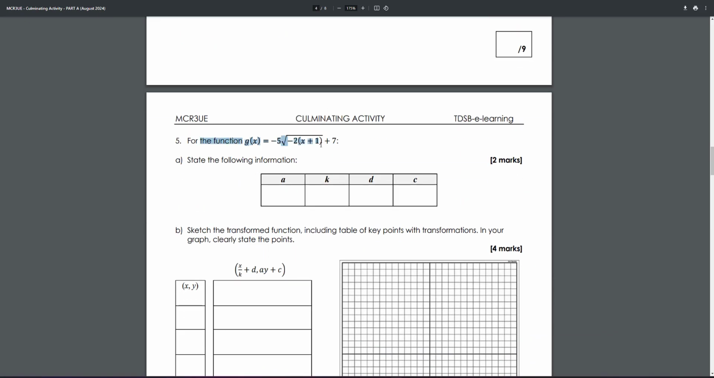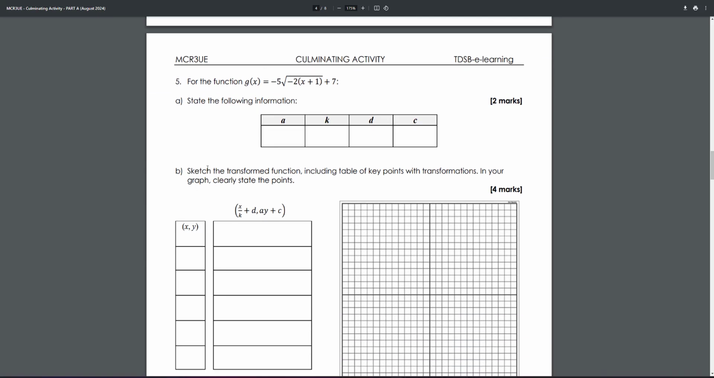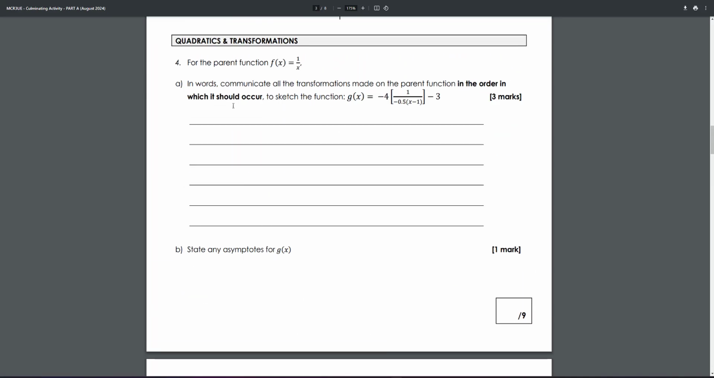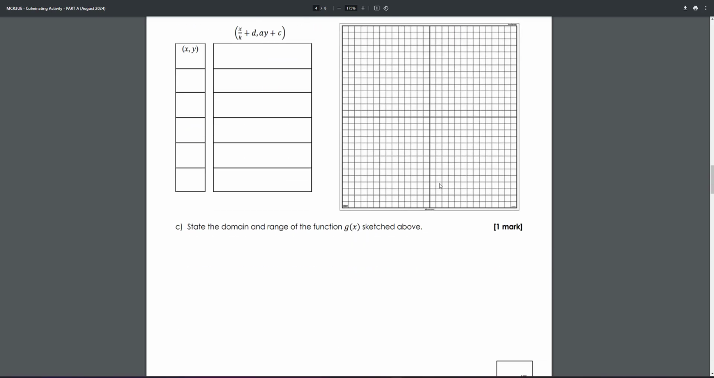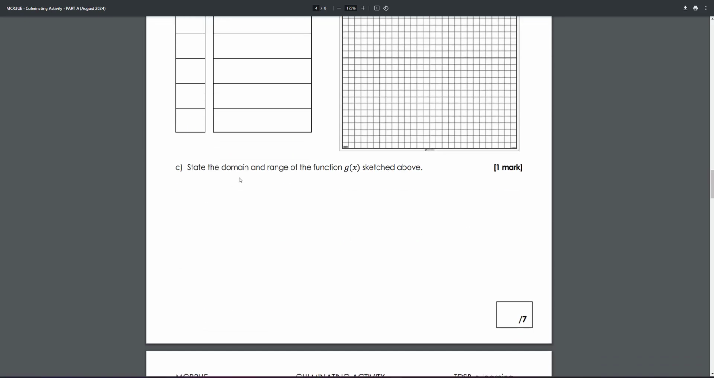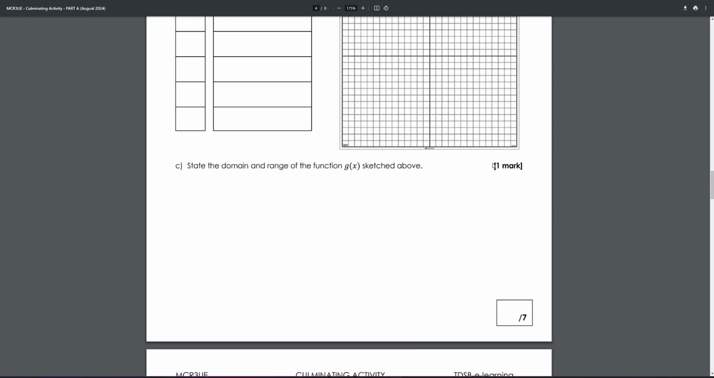Yeah, do that. Now for this function, state the following. Your AKDC values, once again, same thing. Now we're sketching. So the first example, you're not graphing. Second example, you are graphing. Make sure you have the parent function. Make sure you have the transformed function. Make sure you have 2 table values. Make sure you have the graph. Remember, the graph has to be hand drawn. If it's any graphing software, automatic 0 for the whole question. So just be careful with that. State domain and range, once again, in set notation.